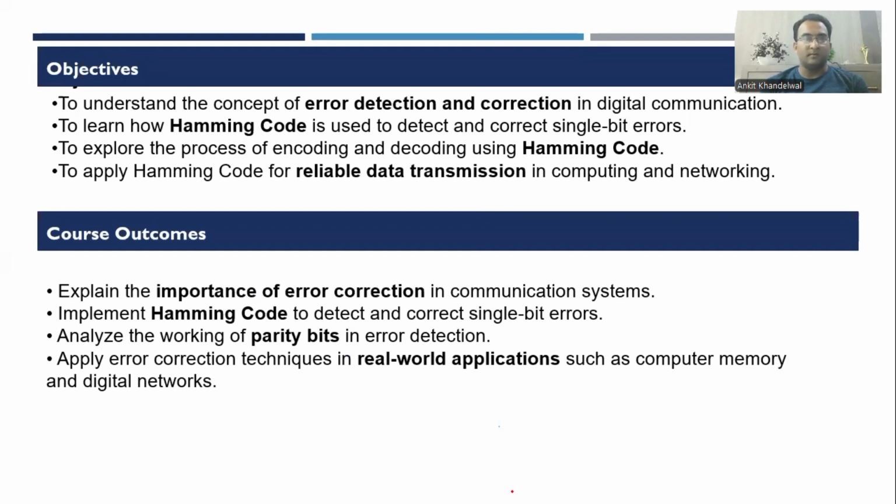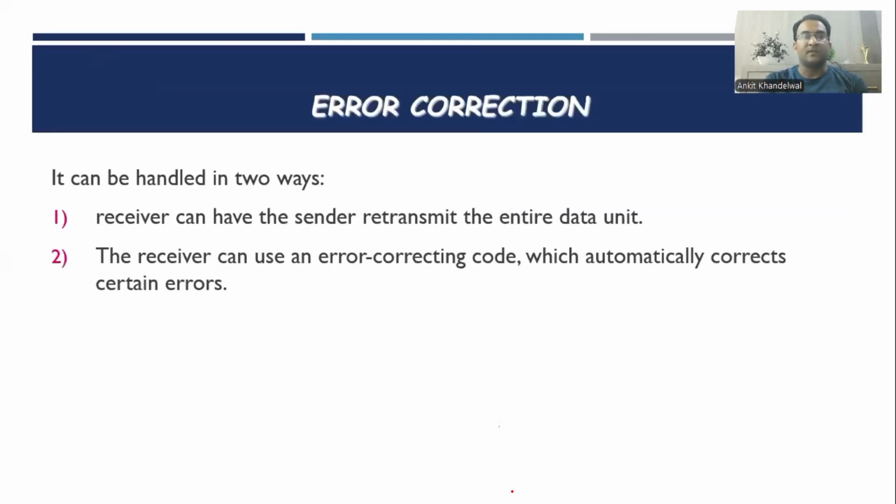After seeing this lecture, the student will be able to explain the importance of error correction in the communication system, and implement Hamming code to detect and correct single bit errors. They will be able to analyze the working of parity bits in error detection, and will be able to apply error correction techniques in real world applications such as computer memory and digital networks.